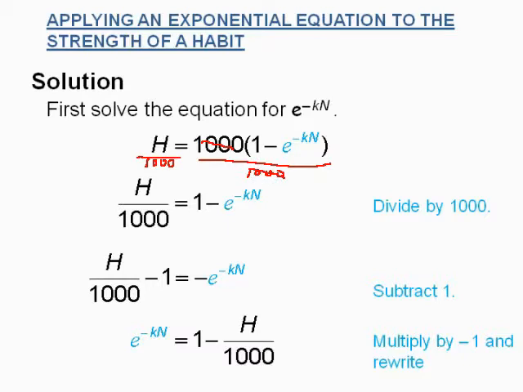Now we have to get rid of this 1 because we're trying to get the e by itself. So we subtract 1 from both sides. But watch those signs, because there is a minus e here, and we want e by itself, so we divide both sides by -1. That makes this a positive e raised to the minus kn power, and it changes the signs on the other side to 1 minus h over 1,000.